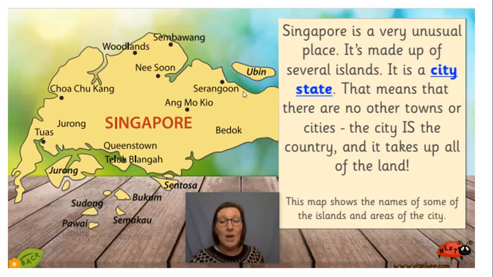So the map shows some names of the islands and areas of the city. So it's not different cities within Singapore. Singapore is the city, and these are just different areas, a bit like Erdington and King's Heath. So it's just different places there.